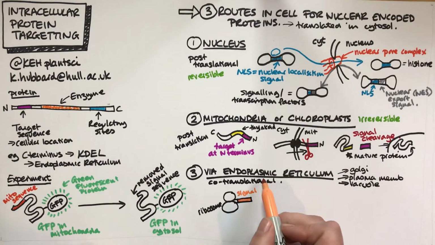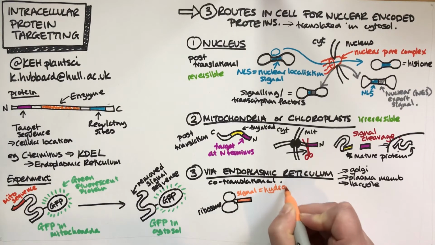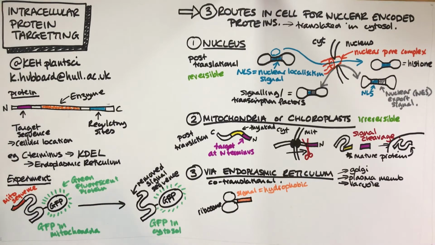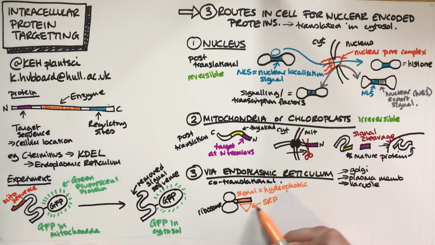And signal sequences for the endoplasmic reticulum are usually quite hydrophobic. Okay, so they've got lots of hydrophobic amino acids in them. So what happens when this signal is first made is it's hydrophobic, so it doesn't like being in water very much. So what happens is another protein called the SRP comes and sticks to it. So SRP is also quite hydrophobic, so that comes and sticks to the signal sequence.